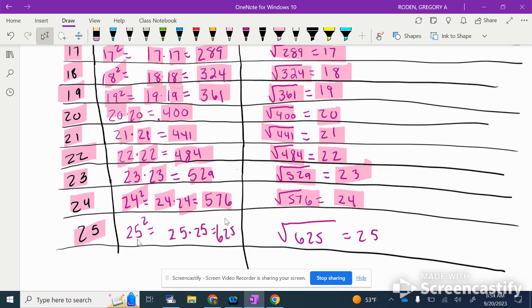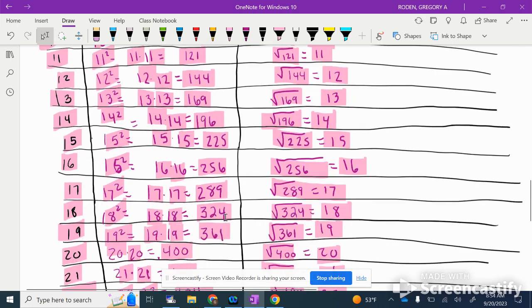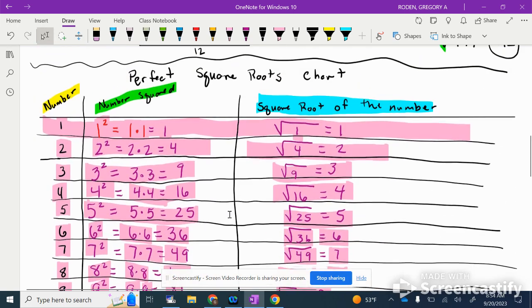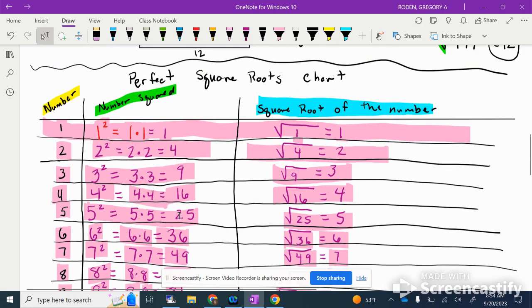And the last one is 25 times 25. 25 times 25 is 625. The square root of 625 is 25. So this is your perfect square chart. You want this in your notebook. You need to have this. You can use it on your quiz.